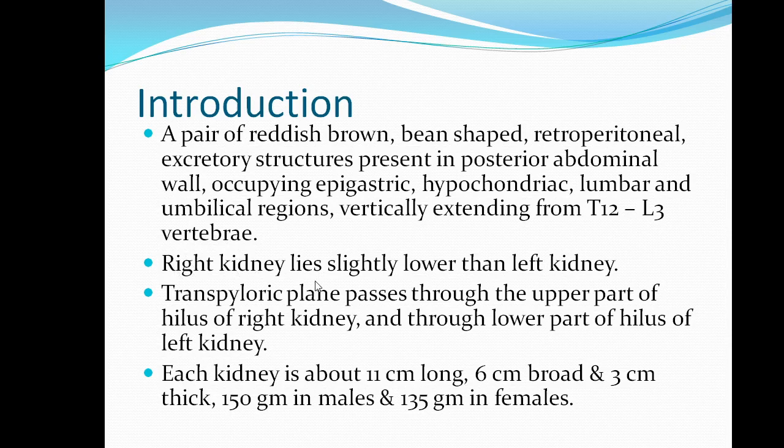The right kidney lies slightly lower than the left kidney because of the presence of liver on the right side. The transpyloric plane passes through the upper part of the hilus of the right kidney and through the lower part of the hilus of the left kidney. Each kidney is about 11 centimeter long, 6 centimeter broad, and 3 centimeter thick. It weighs about 150 grams in males and 130 grams in females.